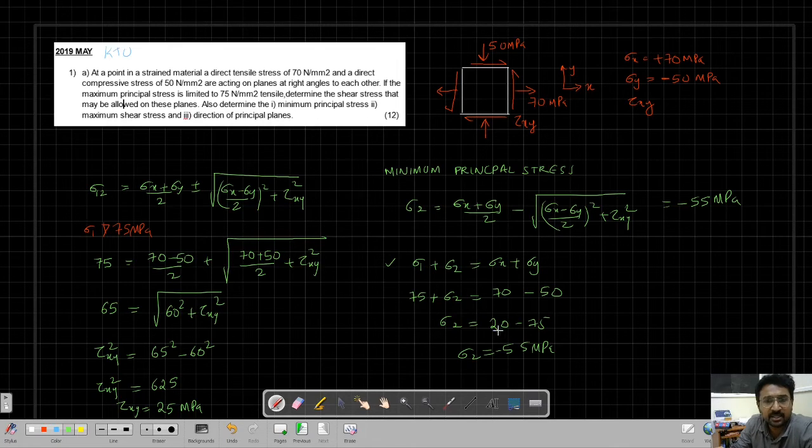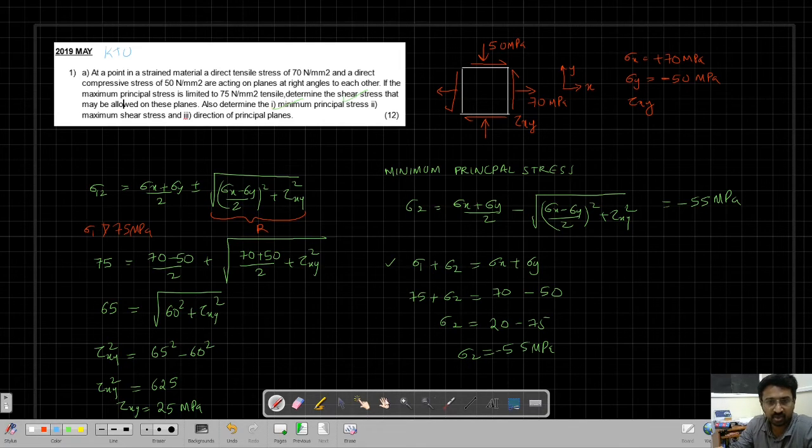So this part is done. We have found the shear stress, and we have found the minimum principal stress. Now for the maximum shear stress, they're asking for the maximum shear stress. The value of maximum shear stress is given by this expression. This will give the maximum shear stress. This is also the radius of the Mohr circle. This expression will give the radius of the Mohr circle also. So tau max is given by.